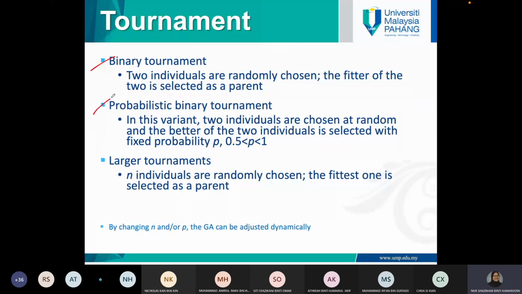And the second one is the probabilistic binary tournament. For this one, 2 individuals are chosen at random and the better of the 2 individuals is selected with a fixed probability p between 0.5 and 1. And for the larger tournament, n individuals are randomly chosen, so the fittest one is selected as the parent.